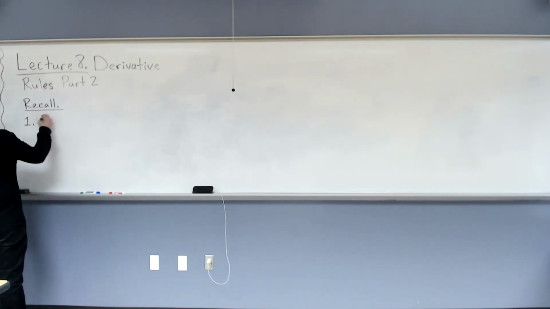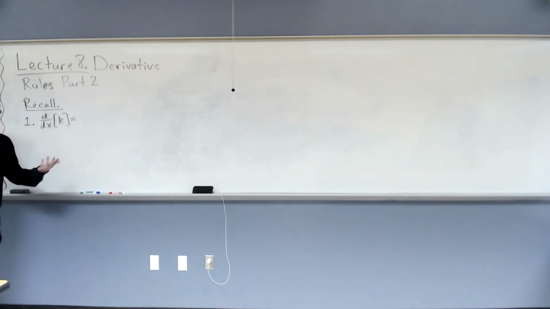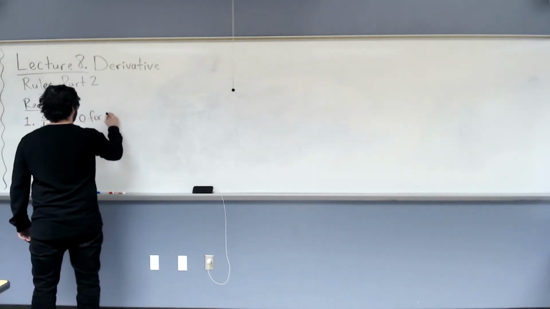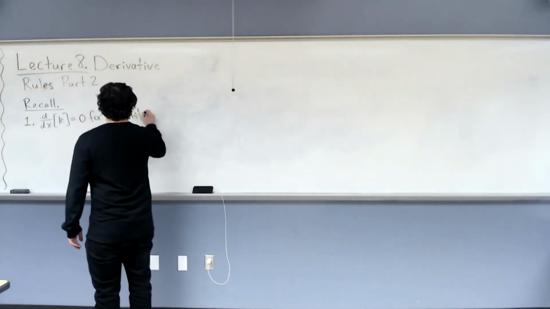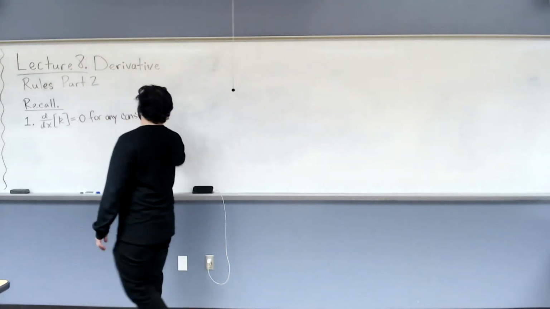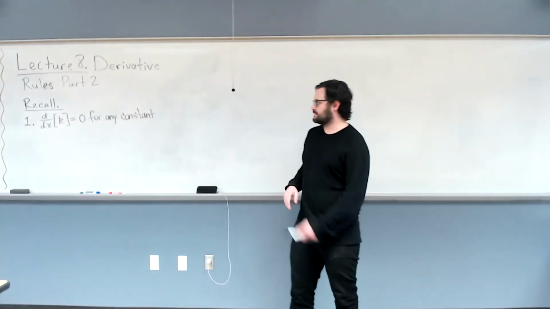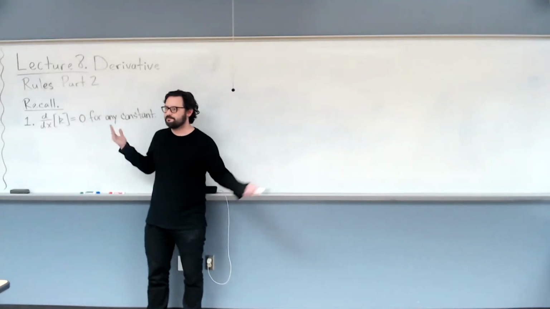So the derivative of any constant is, come on guys, answer me. Zero, right? And our reasoning for that, we didn't derive it algebraically, but our reasoning was that the slope of the tangent line to the curve of any constant is just flat, right?